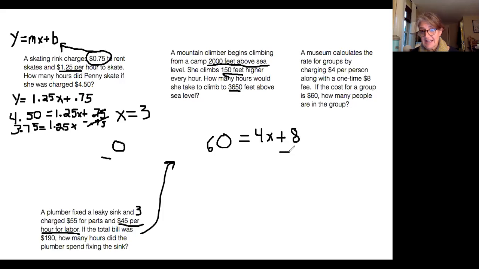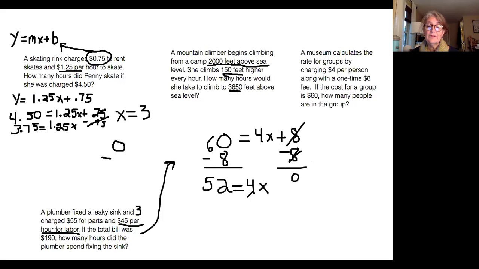To solve this, we do exactly what we have been doing. We remove this to isolate x. Here we're going to do the same over here. 60 minus 8 is 52. And 52 equals 4x. Now to solve for x, to see the number of people in this group, we have to go ahead and divide by 4. And so the number of people will be 52 divided by 4 is 13. Okay? 13 people are in the group.